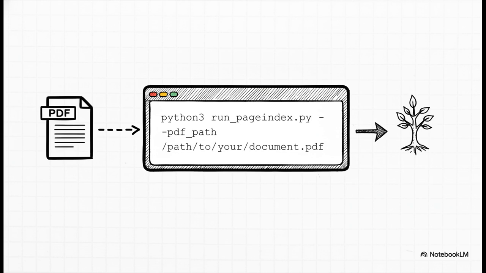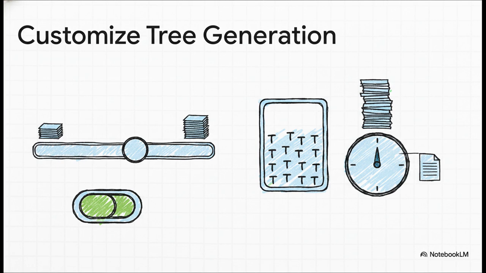And of course, being a developer tool, you get fine-grained control over this whole process. You can tune these key arguments to optimize for your specific documents. For example, you can adjust the tree's granularity with max pages per node if you have a dense technical manual. Or you can toggle the LLM-generated summaries on or off to add more context to each node. This is how you really tailor the index to your exact needs.